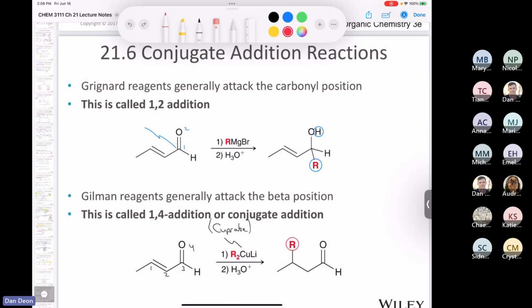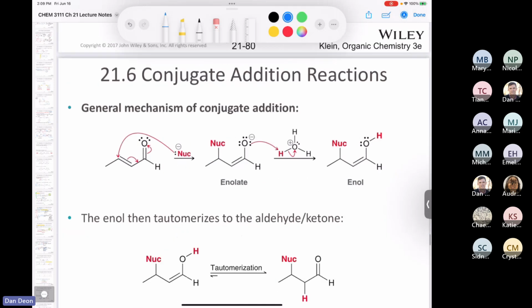So we're going to get into that and give a little bit more background as to why we call that 1,4 or conjugate addition. Okay, 1,4 and conjugate addition mean the same thing. The reason we call it conjugate addition is that we know this system here, where we have double, single, double, is conjugated. And so you're adding at the two ends of the conjugated system. So that's why we call it conjugate addition, or you can call it 1,4 addition. I'll probably use both terms depending on the situation.